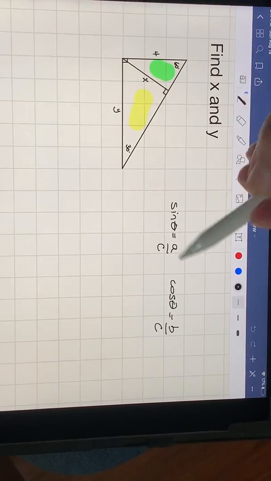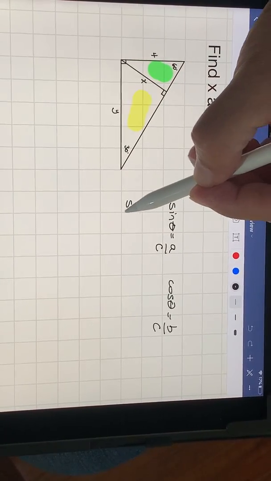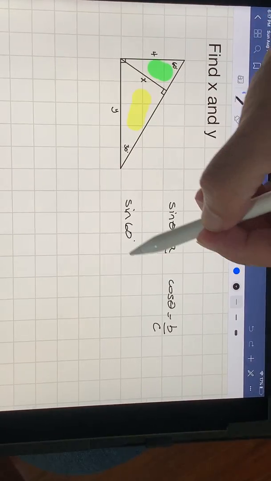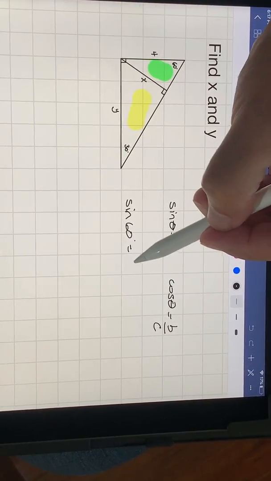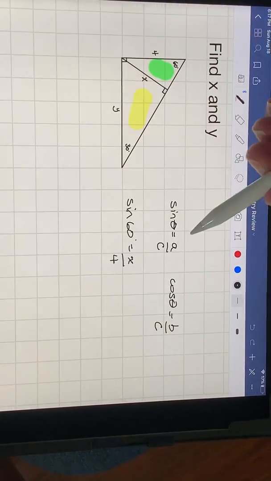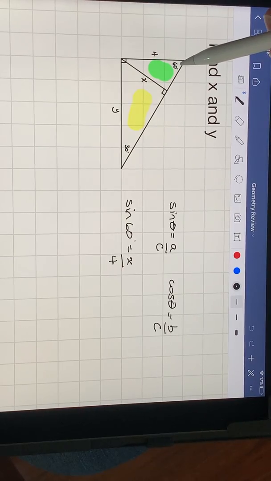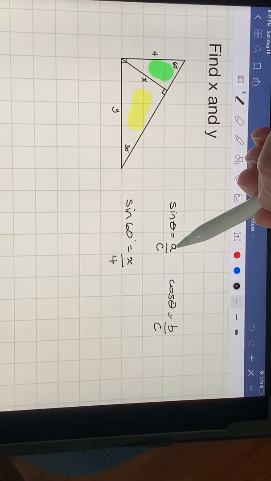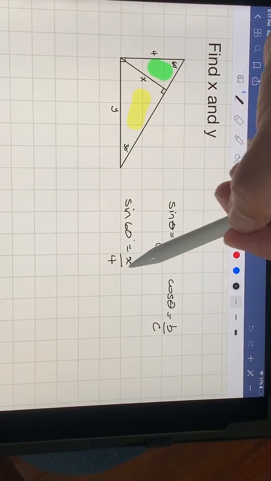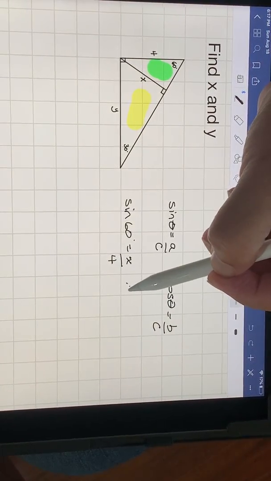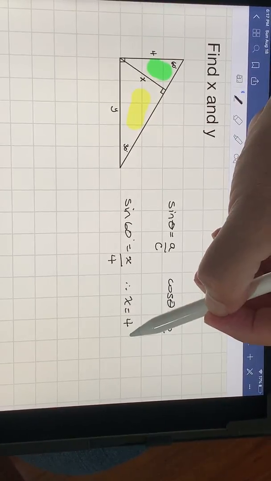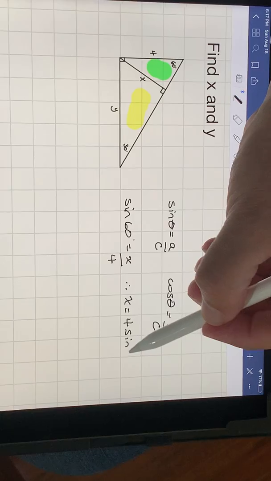So I can use this formula, and I can say that the sine of 60 degrees equals x divided by 4. Remember, x is the opposite to 60. A is opposite to theta. So now I can solve for x. So I can say that x equals 4 times the sine of 60.